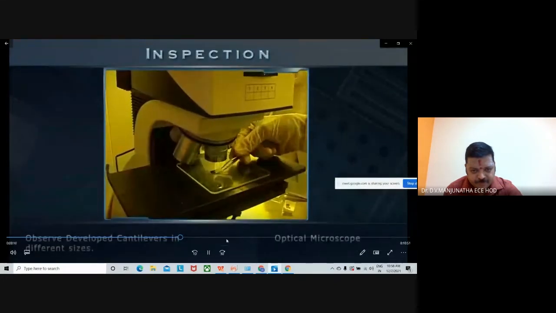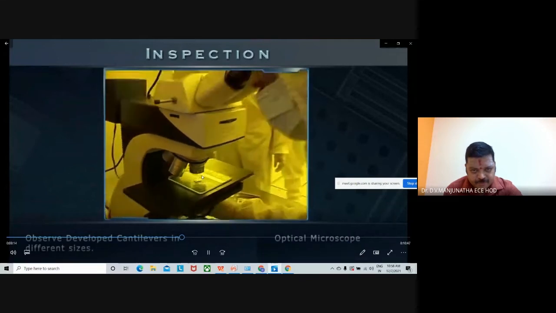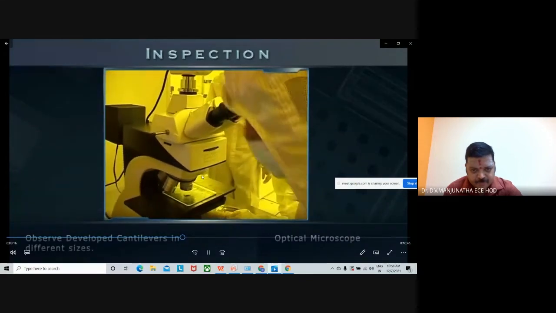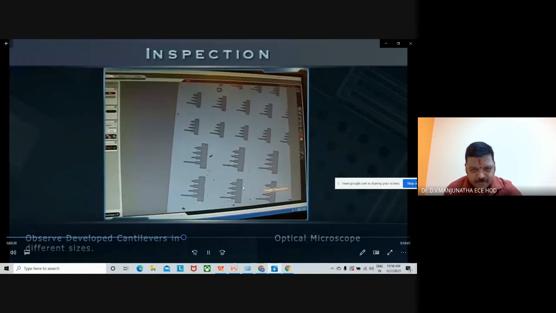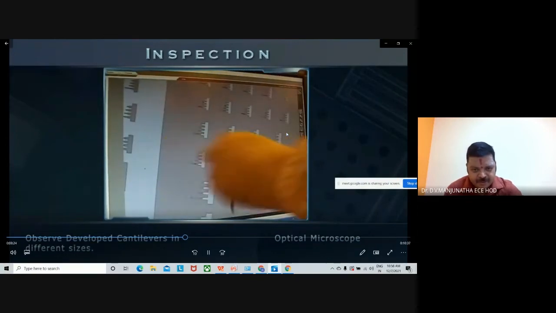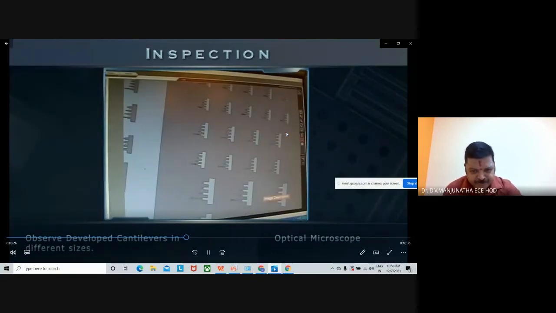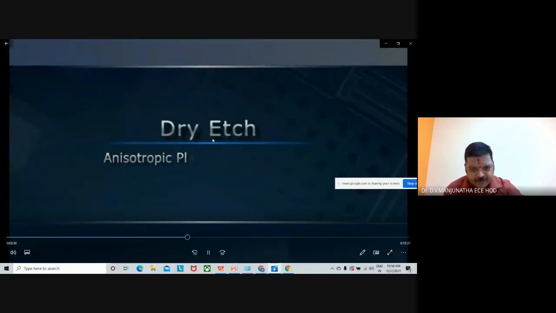To confirm, we make a quick microscopic inspection. The cantilever pattern shows up clearly on the microscope's display screen. So cantilever is a beam which is fixed at one end. The other end is free. So we'll see that. Dry etch, I told you, anisotropic plasma etch of silicon. Dry etching.